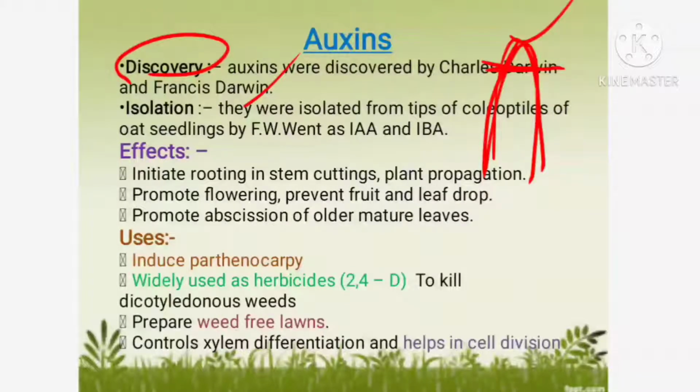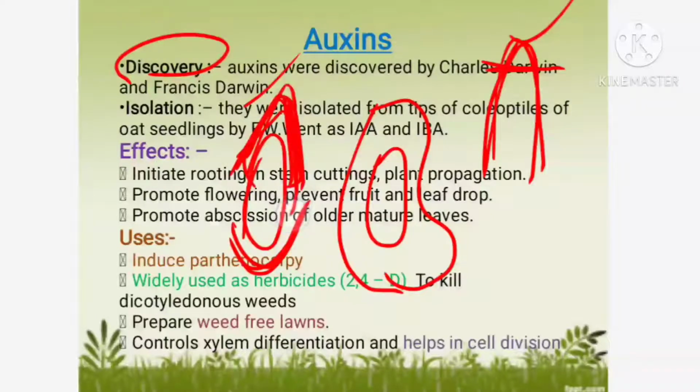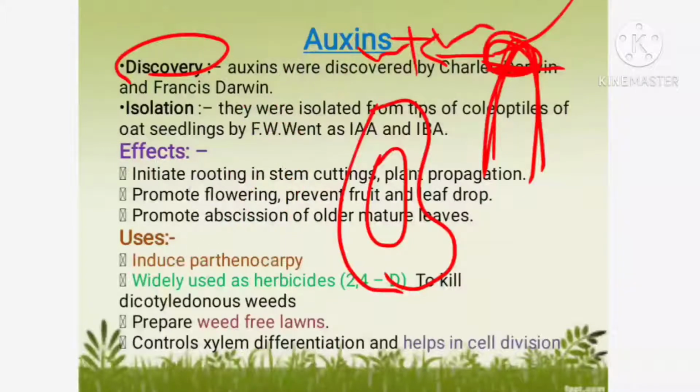Okay, so if you are taking, this is a seed. Inside the seed there is an embryo. The embryo is protected by two coverings, we have learned, isn't it? One is the covering of the root, which is called the coleorhiza, and another one is the covering of the shoot, which is called what? The coleoptile. And the tip of the coleoptile, when the embryo is slowly growing, you can find the coleoptile is also growing a bit. So from the tip of the coleoptile, auxin was discovered, meaning auxin was isolated, they got auxins from there.